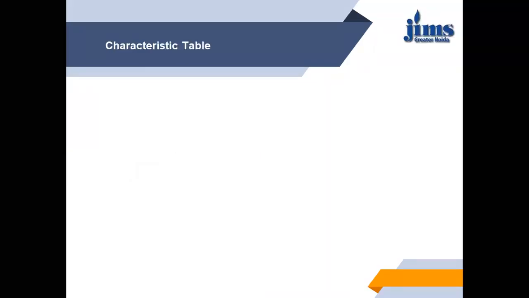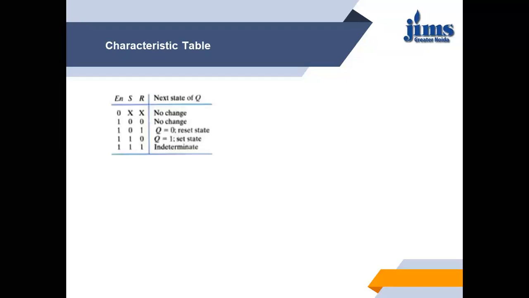Now come to the characteristic table of all the flip-flops. What characteristic tables are, we discussed in the last lecture. For the SR flip-flop, En is the clock, that is a control signal. We are summarizing all four flip-flops with their characteristic tables or operating tables. Whenever the clock is 0, whatever the inputs S and R, the output has no change, meaning the previous state is retained.